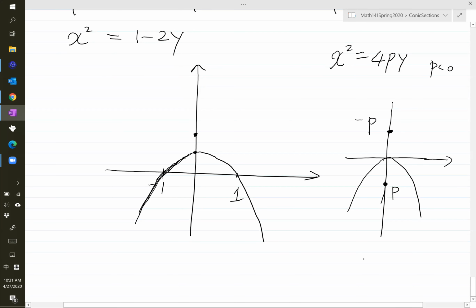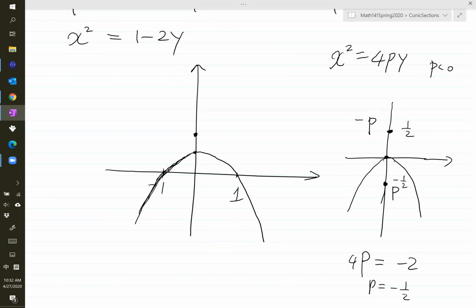So if you compare, what is p? 4py matches negative 2y, so 4p is negative 2, and p is negative 1/2. So this point should be negative 1/2. Now we need to translate the thing upward. By what unit? Translate it upward by 1/2.